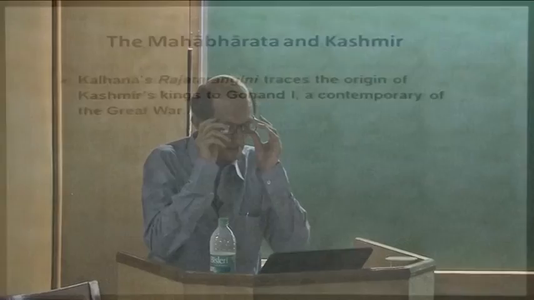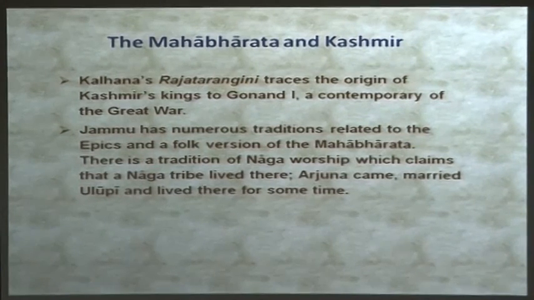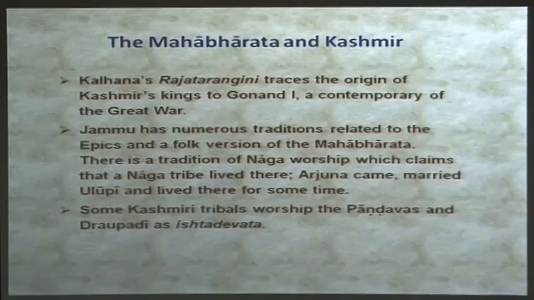Jammu has many traditions related to the epics, and one folk version of the Mahabharata. There is a Naga tribe that is supposed to have lived there. Arjuna came there and he married Ulupi there. So it's very interesting, because he marries Ulupi in Kashmir, and he marries Ulupi in Assam. So you see, we should not try to insist on geographical or historical accuracy. It will not work. But the cultural device is very clear. Some Kashmiri tribals still today worship the Pandavas and Draupadi as their Ishta Devatas, that is to say their dedicated deities.